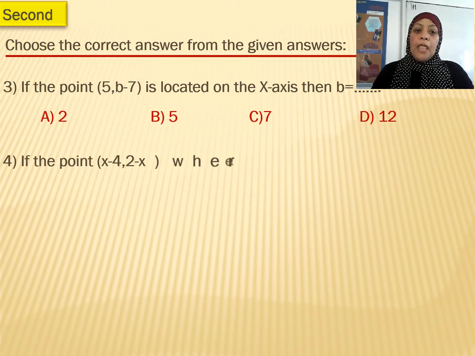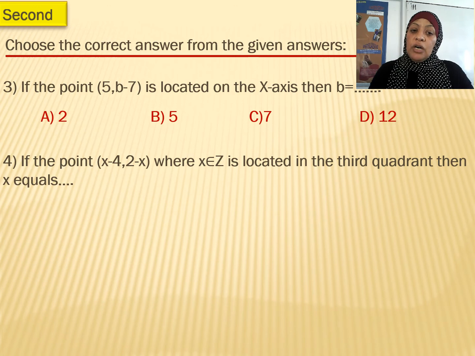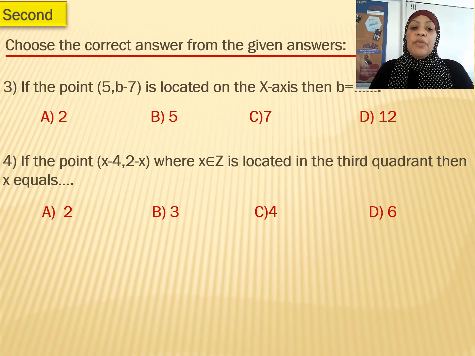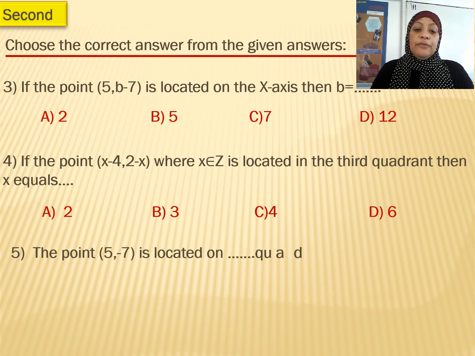If the point (x negative 4, negative x), where x belongs to Z, is located in the third quadrant. What's the meaning of belongs to Z? An integer number, positive or negative. What's the form of the third quadrant? Both projections are negative. Then you are going to choose the number that keeps both projections of the ordered pair negative.